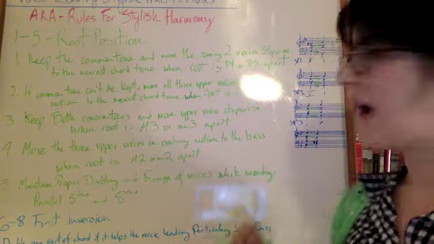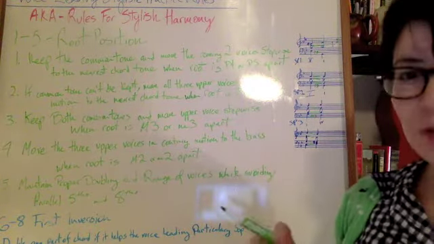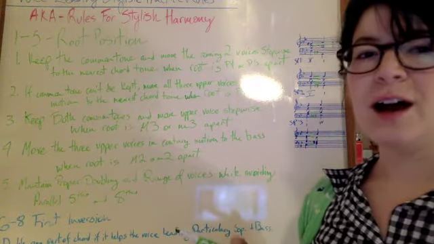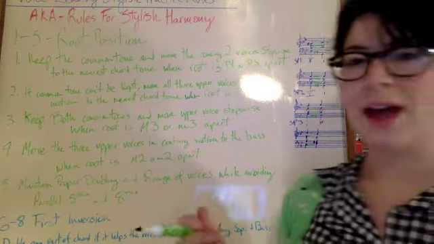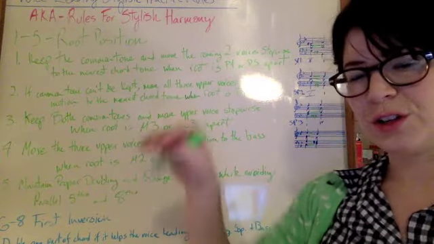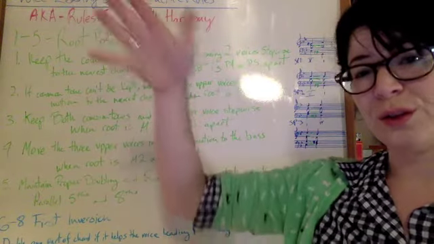So if you cannot keep a common tone, you're going to move all of the voices, because the bass is already set, so you don't have a choice where to move that. But the other three tones are going to move in similar motion. So they're either all three going to move down or all three are going to move up.